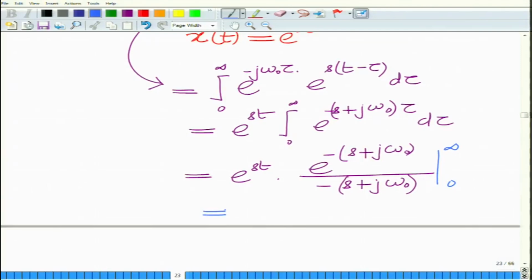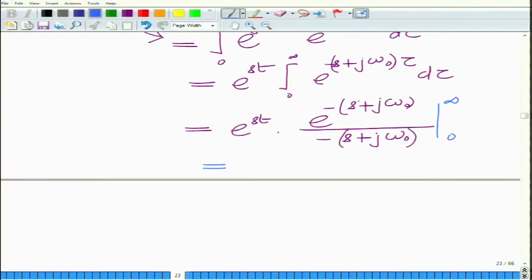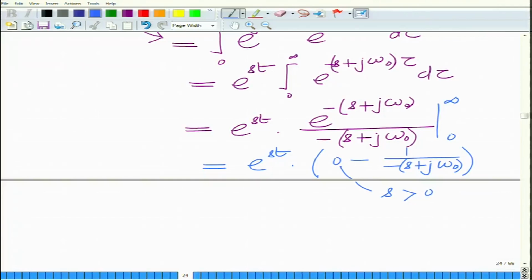Now, at infinity this is 0 if the real part of s is greater than 0. So, this is equal to e power s t, and at 0 this is obviously 1. So, into 0 minus 1 by minus (s plus j omega naught), but for this to be 0, s has to be greater than 0, that is e to the power of minus s tau has to be a decaying exponential. So, this is e to the power of minus (s plus j omega naught) tau.